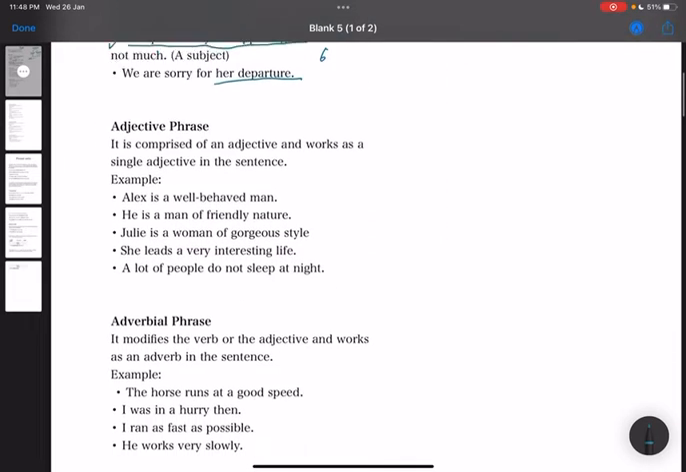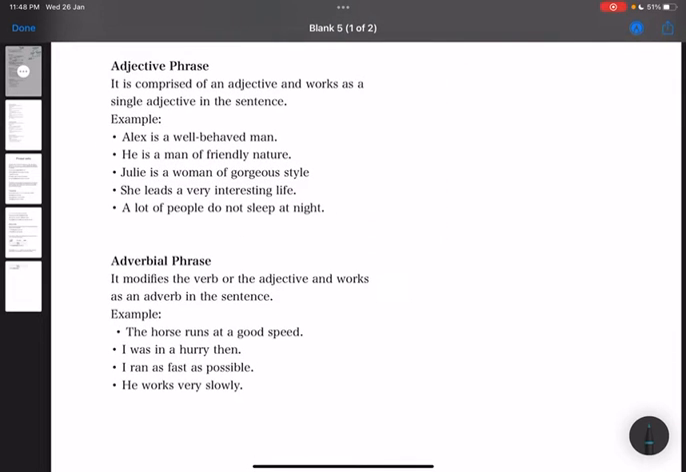Moving on, next we have the adjective phrase. Now basically we are going to do parts of speech one by one, right? So one by one, whichever part of speech comes, we'll do the phrases and we'll attach some more words with them. So it is comprised of an adjective and works as a single adjective in the sentence.